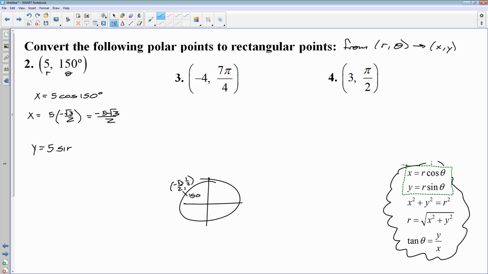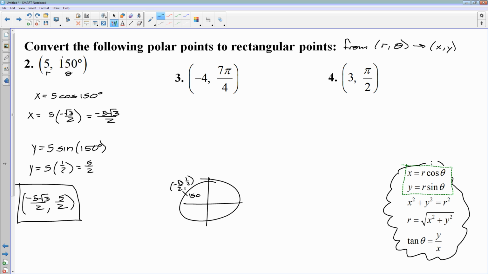Sine of theta, which is 150 degrees. And sine of 150 is 1/2. So y equals 5 times 1/2, or 5/2. So I'll simply take those two ordered pairs, that x and y coordinate, and you get 5 root 3 over 2 and 1/2, or 5/2. So this rectangular point, that's an x and a y, is the same point as the polar coordinate 5, 150 degrees.